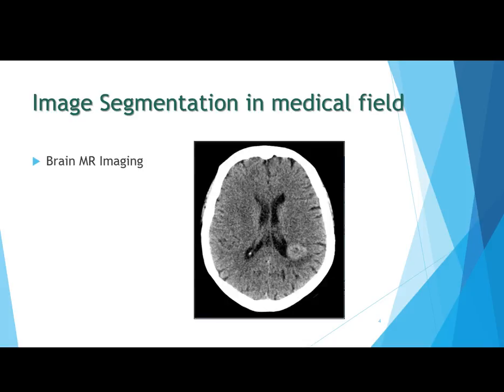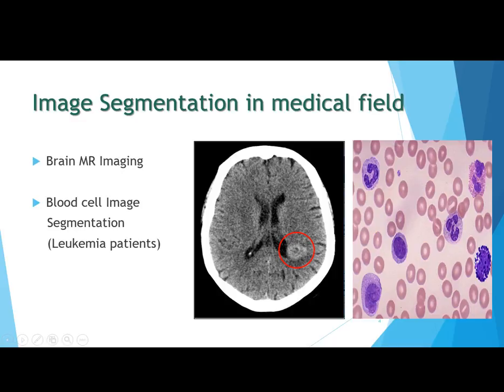One of the major applications is in the medical field. We can use it in brain MR imaging. For example, we can see here a brain MR image where there is a tumor which can be easily detected using image segmentation. We can also use it for blood cell image segmentation. For example, in patients with leukemia, the blood cells not only contain red blood cells but also infected blood cells. So we can easily detect such blood cells using image segmentation.